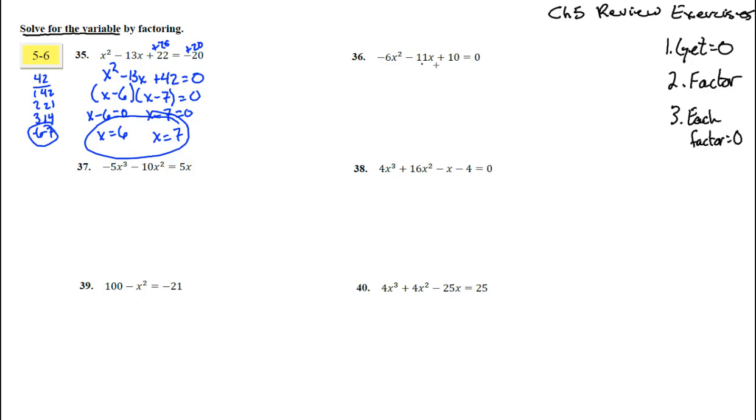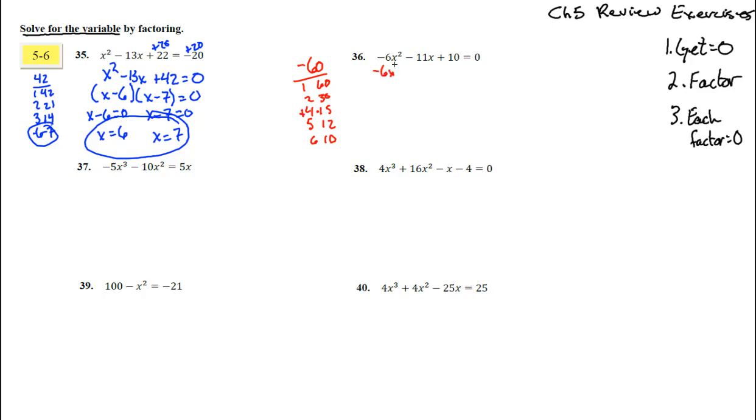All right, number 36. Get it equal to 0. Check. Factor it. Ooh, negative 6. This is a trinomial with a leading coefficient that is not equal to 1. The last one had a coefficient equal to 1. So this one, we're going to take negative 6 times 10, which is negative 60. And that's going to be 1 and 60, or 2 and 30, or 4 and 15, or 5 and 12, or 6 and 10. This is negative, so they've got to be opposite signs. So they're going to subtract to a negative 11. We're going to use the negative 15 and a positive 4.